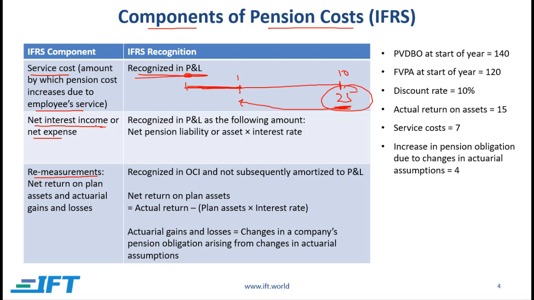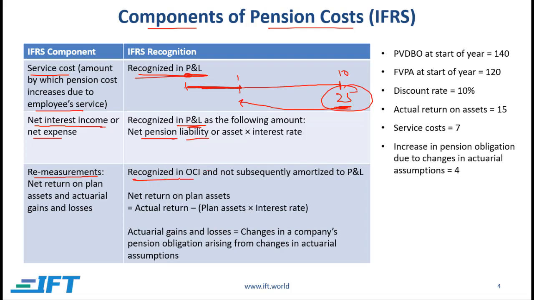The next item is the net interest income or net expense. This is recognized in the profit and loss statement. The calculation is as follows. We take the net pension liability or asset and multiply by the interest rate or the discount rate. The third component is remeasurements. This is the net return on plan assets and actuarial gains and losses.